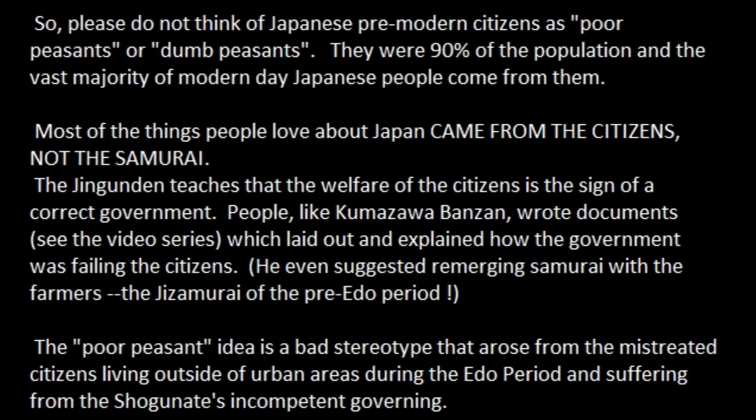But Kumazawa Banzan, even in the Edo period, against the Tokugawa Shogunate, is laying out and explaining how the government is failing the citizens. Kumazawa actually even suggested that the samurai class should re-merge with the farmers. In other words, it should go back to the Jisamurai days of the pre-Edo period. The quote-unquote poor peasant concept is a bad stereotype that arose from the mistreated citizens living outside of urban areas during the Edo period and who suffered from the shogunate's incompetent governing policies.